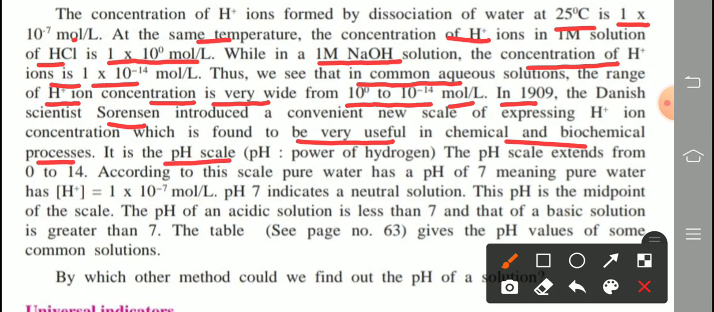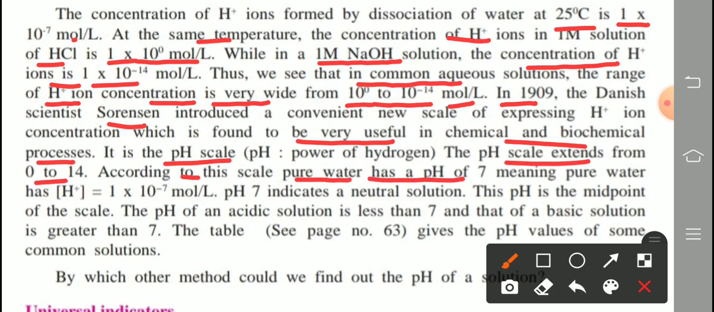It is a pH scale. What is the meaning of pH? P means power of, and H means hydrogen. So power of hydrogen, the strength of hydrogen ions in a given sample solution. The pH scale extends from 0 to 14. According to this scale, pure water has a pH of 7.